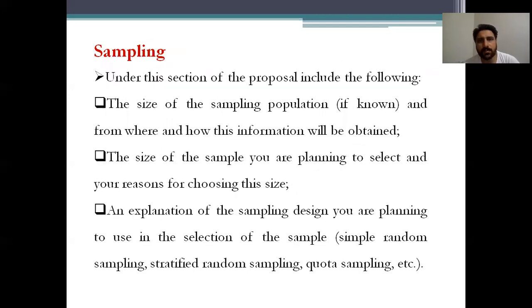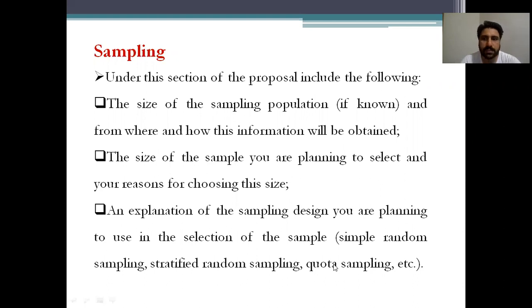Sampling. Under this section of the proposal, include the following. The size of the sampling population if known, and from where and how this information will be obtained. The size of the sample you're planning to select and your reasons for choosing this size. Why you are choosing a specific size of a population, what's the number, why you are choosing it, you need to elaborate it, you need to explain it.